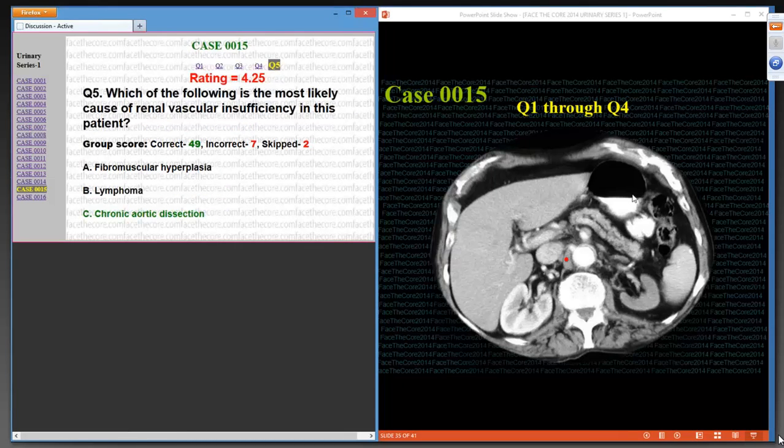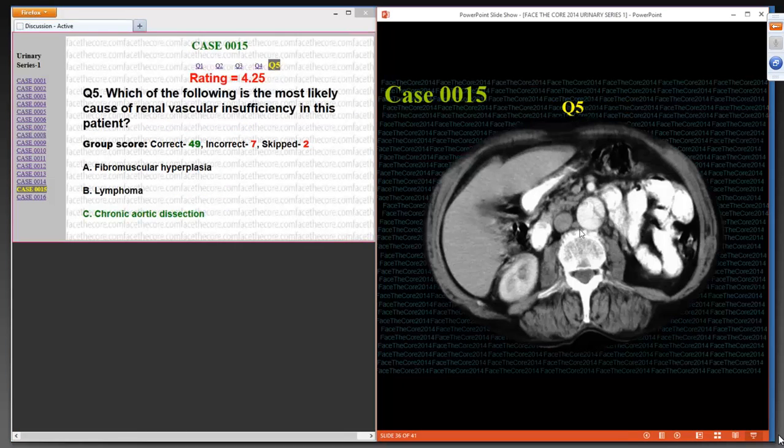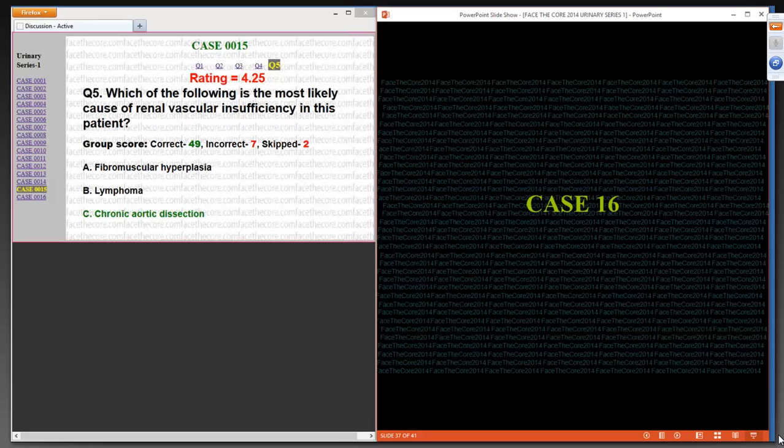And of course, once you go to this one, you know that there is a chronic aortic dissection, which when it was acute caught the renal artery on that side. Okay, doing very well, almost there. Case 16.